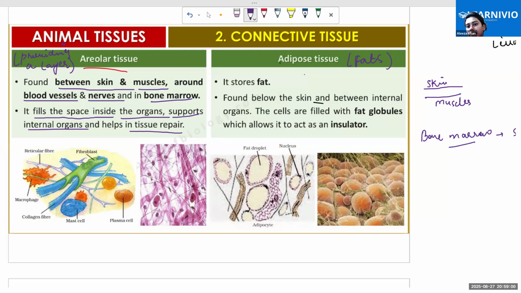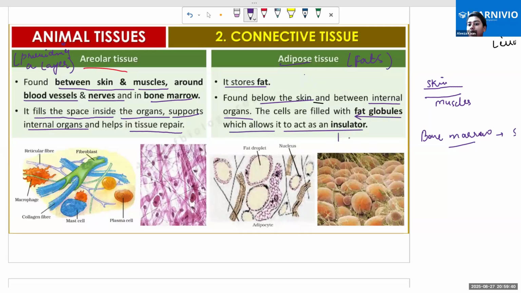So as I said, whenever you learn this term adipose, whenever you see it somewhere, it is always related to the fats. So these tissues are responsible for storing the fats. Okay, and what could be the location of these adipose tissues? So below the skin, as I said, below the skin you don't have directly the muscle. Okay, so below the skin you will be finding the fat layer. Okay, and between the internal organs. Now since they are responsible for storing the fat, they must be filled with fat globules which allow it to act as an insulator.